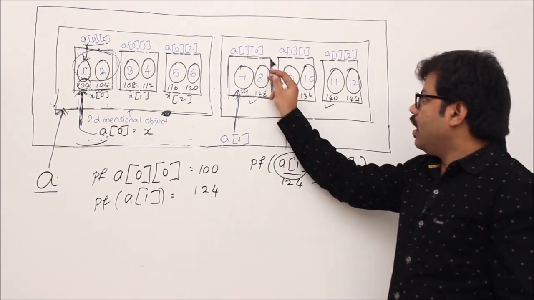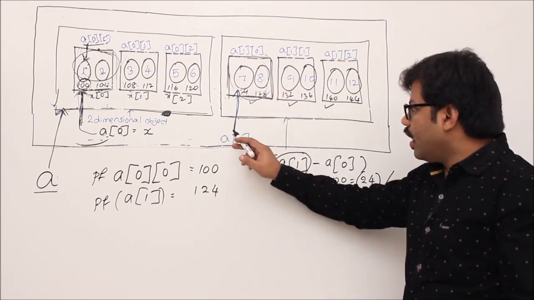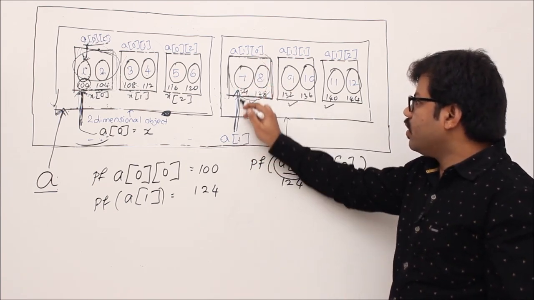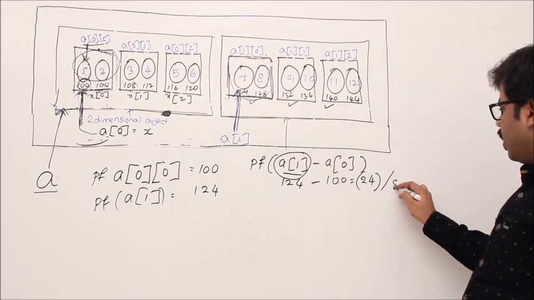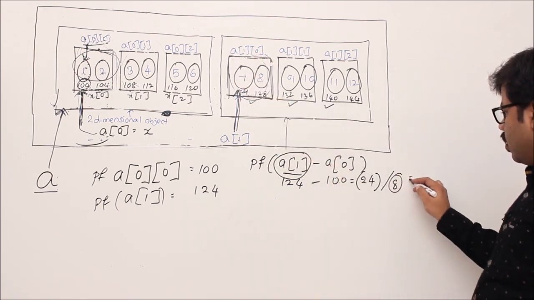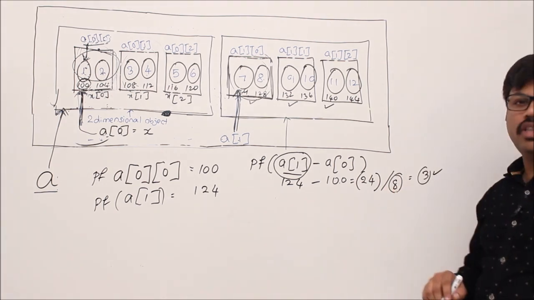Then each such object has two integers. That means the size of the object which A of 1 is pointing to is this kind of thing. It has two integers, and integers are 4 bytes each, so 4 plus 4 is 8. 24 divided by 8 is 3. So that's why you get 3.